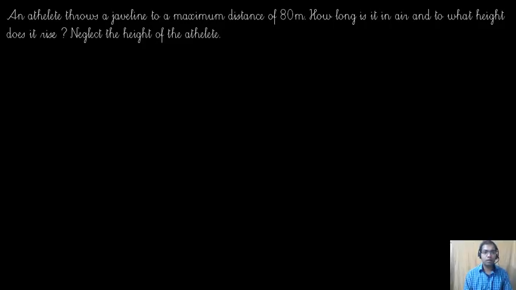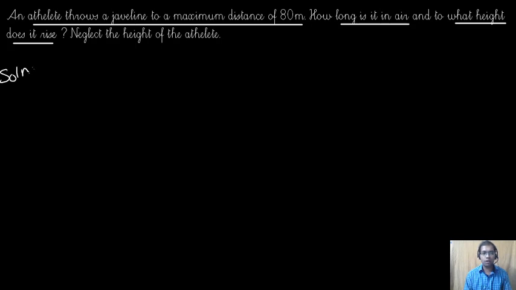So in this question, it is given that an athlete throws a javelin to a maximum distance of 80 meters. How long is it in air and to what height does it rise? When you look at the question, there are a couple of things that are given. One, the maximum distance. Second, how long is it in air? Third, how high does it rise? Also, they have given to neglect the height of the athlete. Now, in certain cases, we can have numericals where the height is considered. But here they have told that we can neglect the height of the athlete.